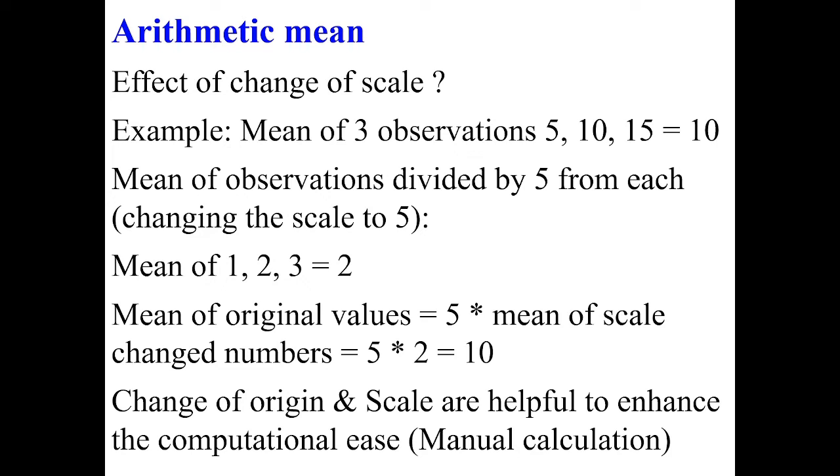So if you want the mean of original values, what is the scale that you changed? Multiply it with the mean that you got for the scale changed values. So here it works out. 5 is the scale factor we used, and multiply by the mean of the scale changed numbers, 5 into 2, 10. Again, as I said, change of origin and scale are very helpful to enhance the computational ease. This is more so if you have to do manual calculation as part of an academic exercise.